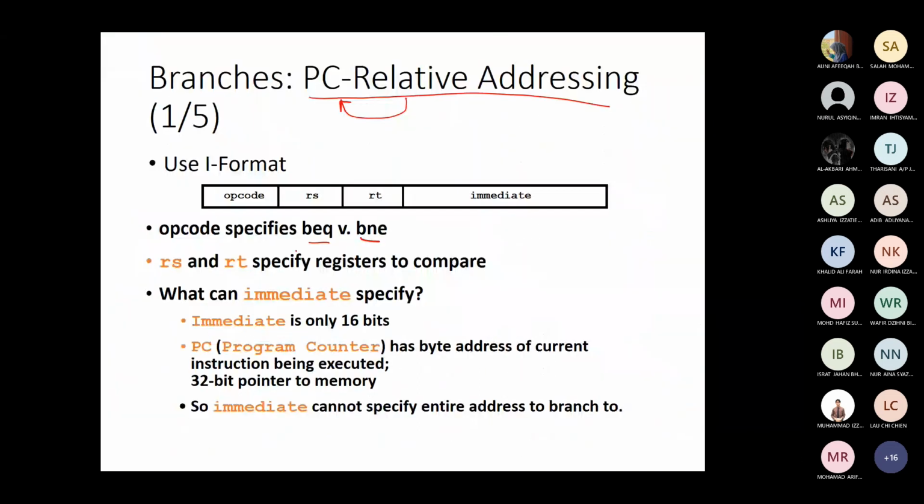Right, so let me go back to the I format. RS and RT specify the registers to compare. So let's say if A is equal to B, you can say if RS is equal to RT. So A becomes RS, B becomes RT. RS and RT become the sources that you need to compare.